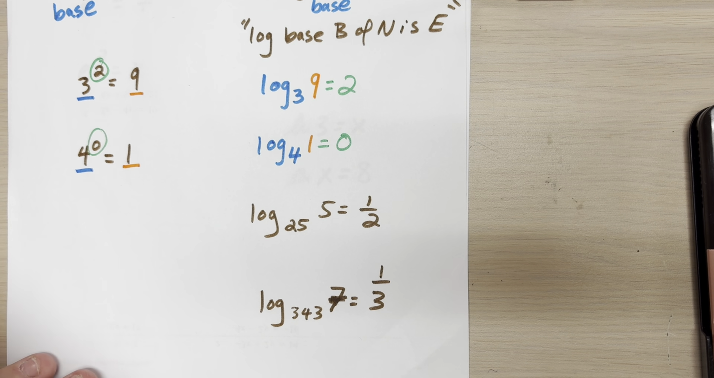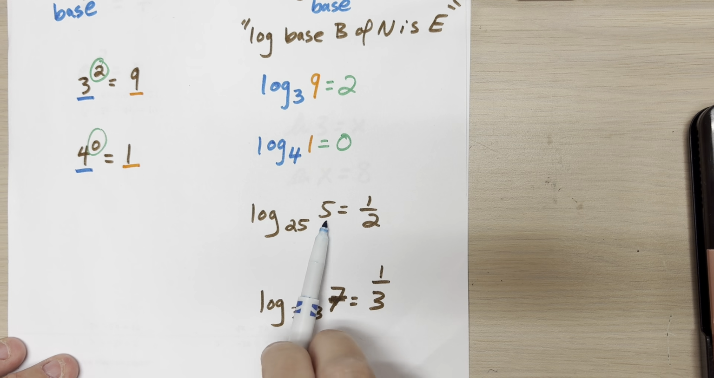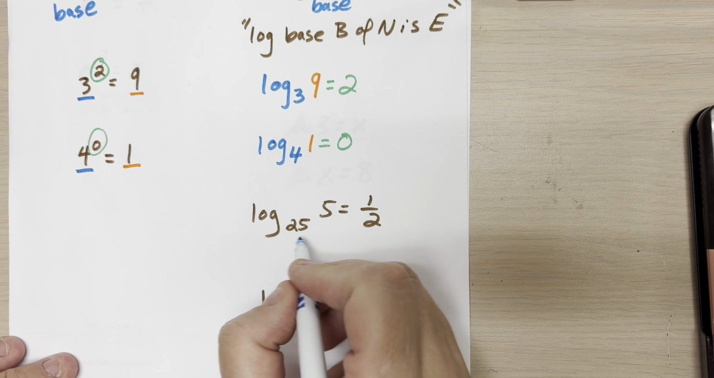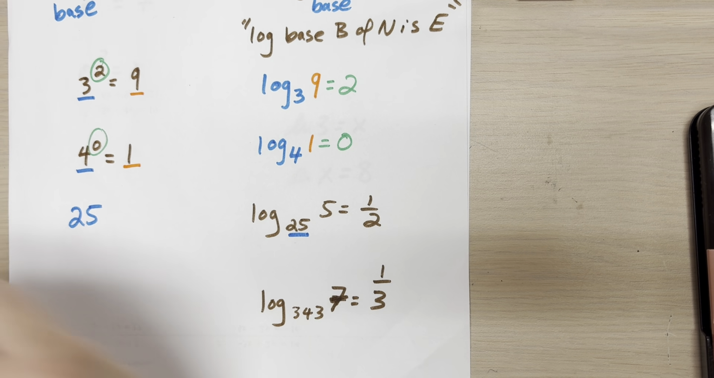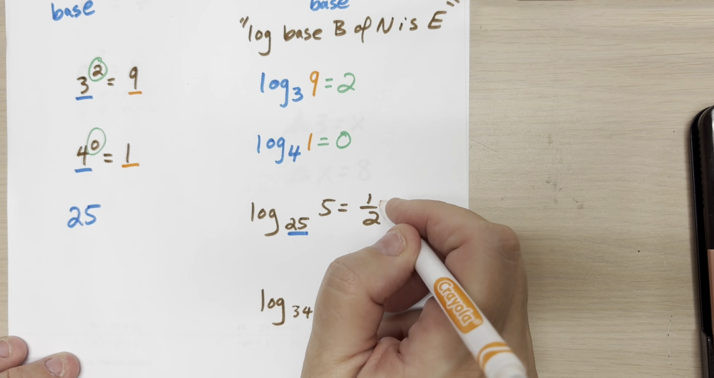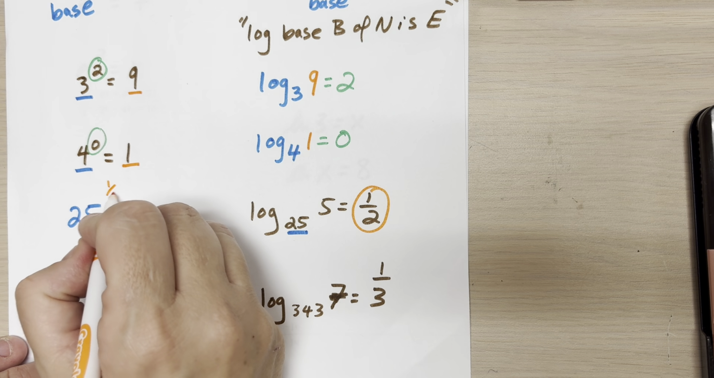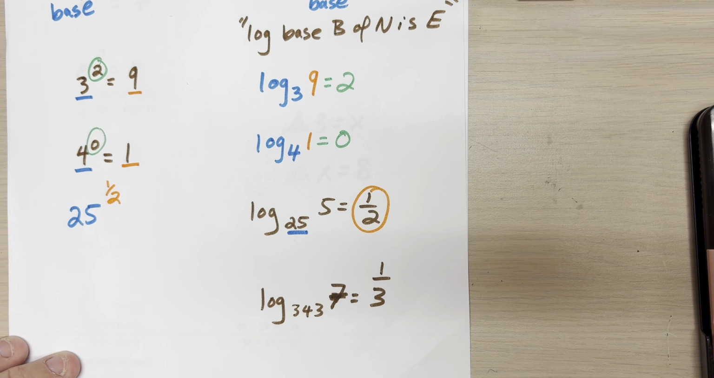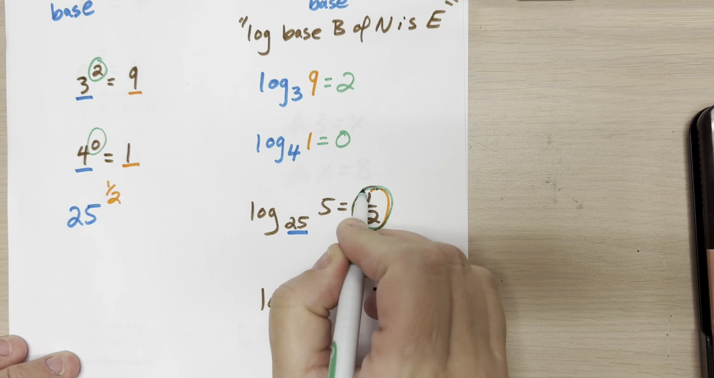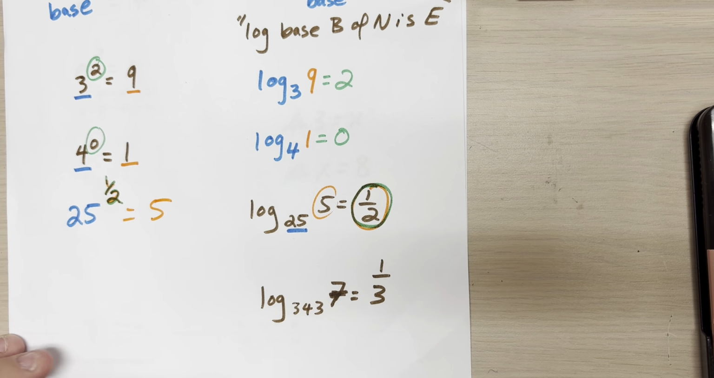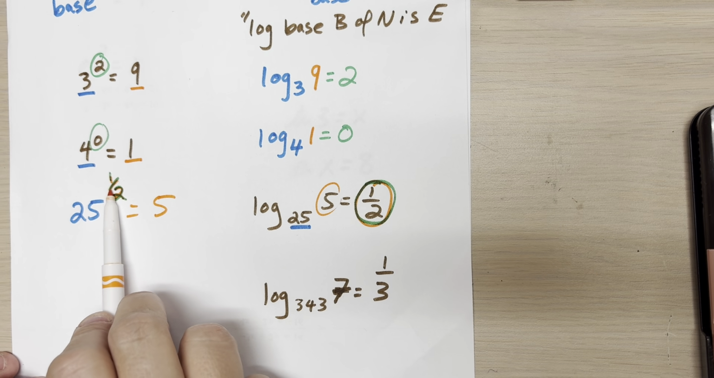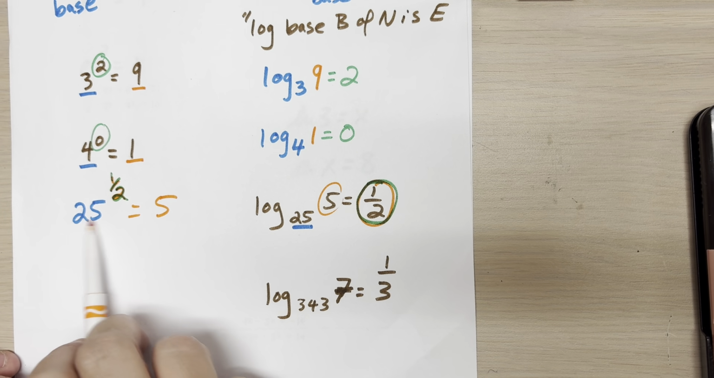All right. We have log base 25 of 5 is 1/2. So the base this time is 25. The exponent is the thing that is over here, 1/2. And our number is 5, so this equals 5. And that makes sense, right? 25 to the 1/2 power is 5, or the square root of 25 is 5.